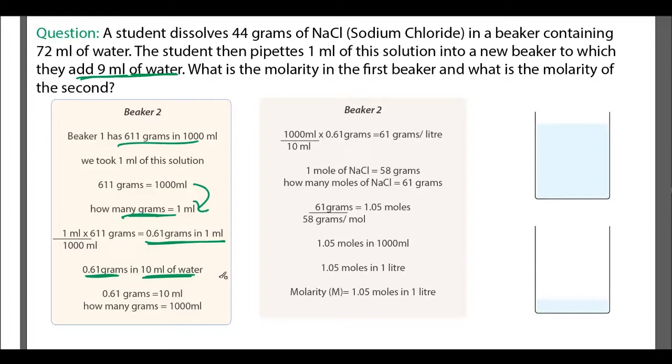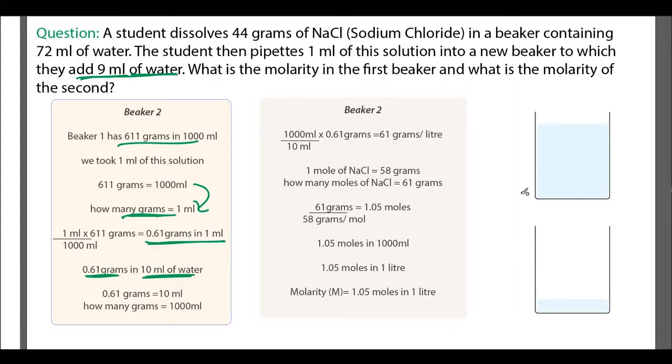And I've got this little diagram over here to show you. It doesn't matter that we've added 9 milliliters. We've got 0.61 grams in 1 milliliter, and we've still got 0.61 grams in 10 milliliters. Now let me show you why.